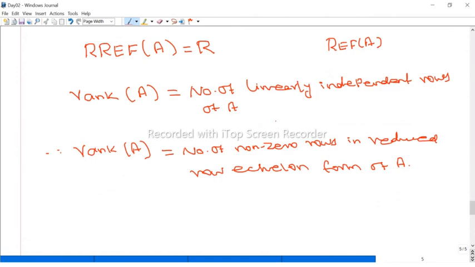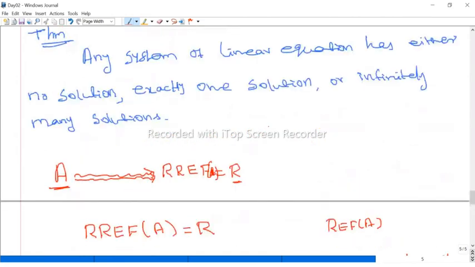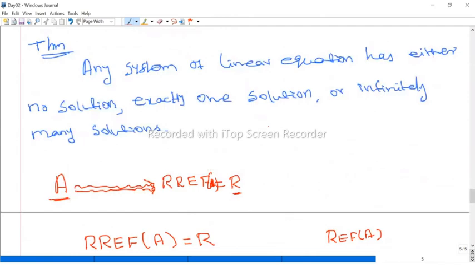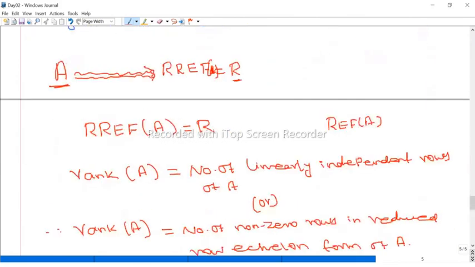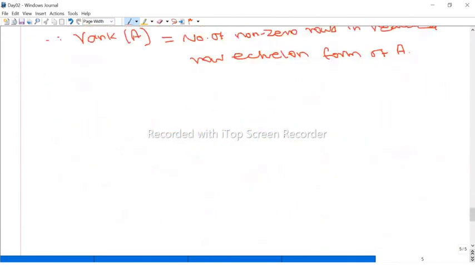Now we have defined the rank of the matrix in two different ways: either the number of linearly independent rows, or the number of non-zero rows in the row echelon form of the matrix. You can use either one. Now our aim is to state when the system of equations has no solution, exactly one solution, or infinitely many solutions. That is very important. Now I state that formula or condition.